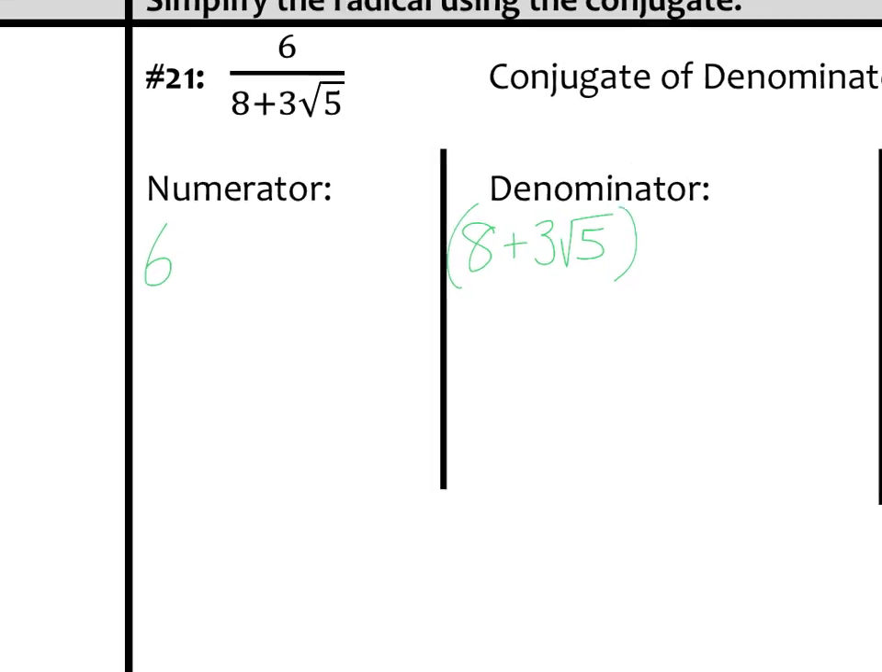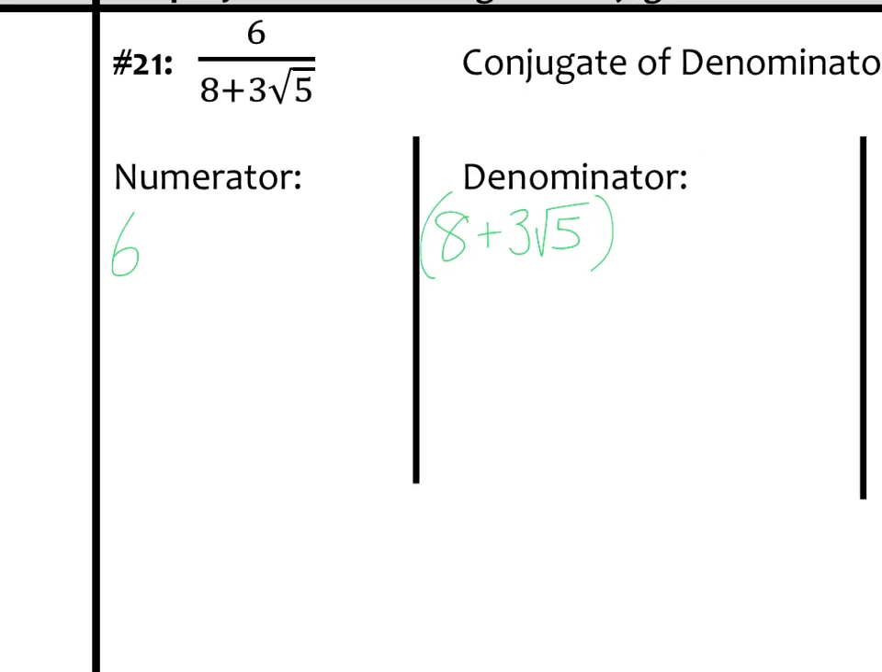If you multiply a fraction, to not actually change the fraction, you need to multiply both the numerator and the denominator times the exact same thing. So it is going to be multiplied times the 8 minus 3 root 5 that we had for the conjugate. 8 minus 3 root 5. Now this really just becomes two different multiplication problems.